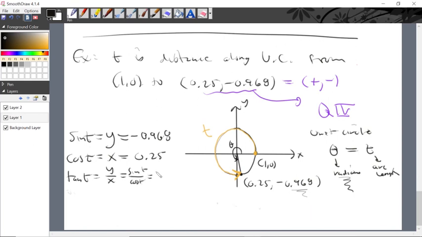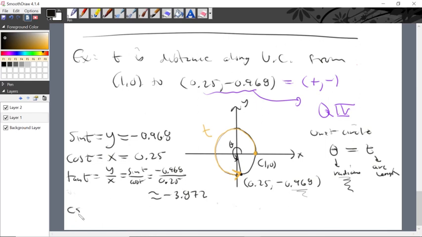So we take the sine of t, or the y-coordinate, and we divide it by the cosine of t, or the x-coordinate. Okay, and then we go to the calculator and we get an approximation for that. -0.968 divided by +0.25, I'm getting approximately -3.872 is the tangent of t. We still don't know what t is, and we weren't asked to find out what t is. Okay? But we are finding the trigonometric functions of t.